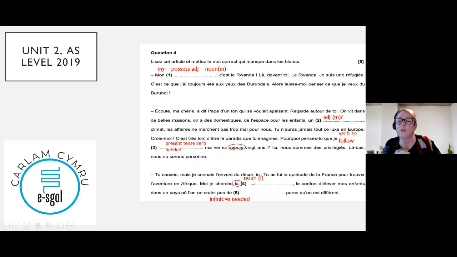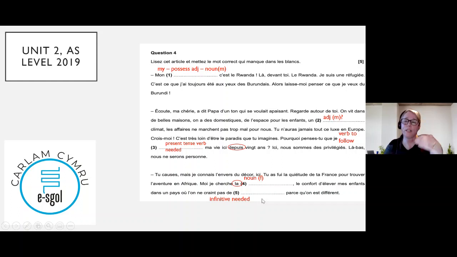Numéro 4. La gives us a clue that it's a noun. You've got other nouns following, le confort, so this one, la, you need a feminine noun, singular. And then the very last gap here, on ne craint pas de. Craindre de, an infinitive is going to be needed after here. So one doesn't fear something because we're different. There are a couple of infinitives. You need to make a decision which one makes sense. Put it into the context here. Which one are you going to choose?